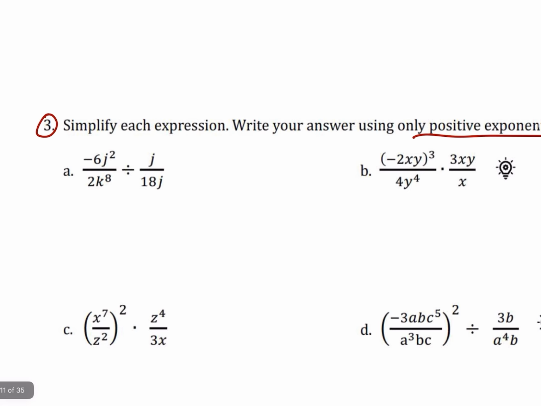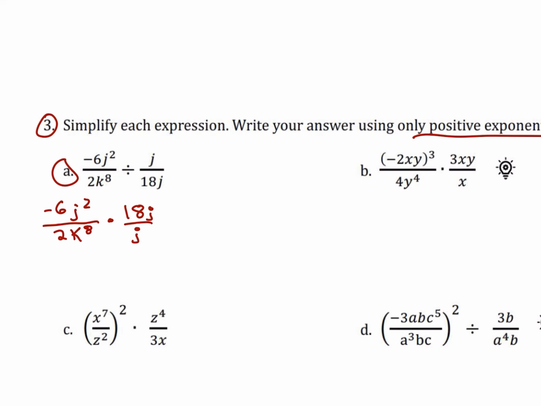So let's start with problem A. Because it's division, when we're dividing with fractions, as a friendly reminder, what we do is we keep the first fraction, so negative 6j to the second over 2k to the eighth. So we keep the first fraction, we change division to multiplication, and then we flip the second fraction. So we have 18j over j. Okay. So we have changed that division problem into a multiplication problem, which makes it much easier.